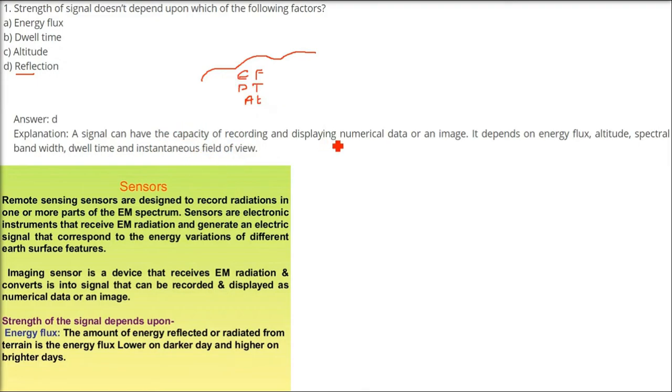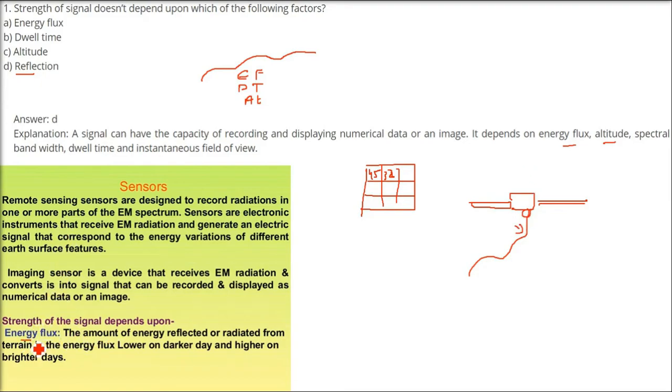So a signal can have the capacity of recording and displaying numerical data on an image. And basically image is what? It's a two-dimensional array of values, radiometric values, or you can say the digital numbers. This is an image. So it depends on the energy flux, altitude, spectral bandwidth, dwell time, and also IFOV, instantaneous field of view. Let me tell you again, it depends on energy flux, altitude, spectral bandwidth and dwell time, and IFOV. So if this is your satellite, say, or any platform, the signal strength depends on all these, but reflection, it doesn't depend.